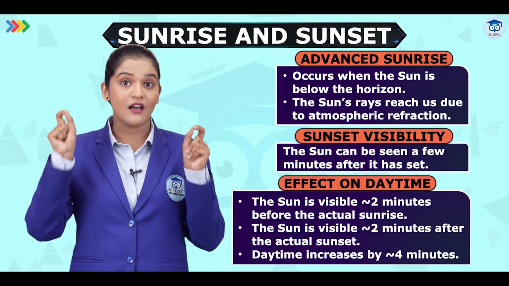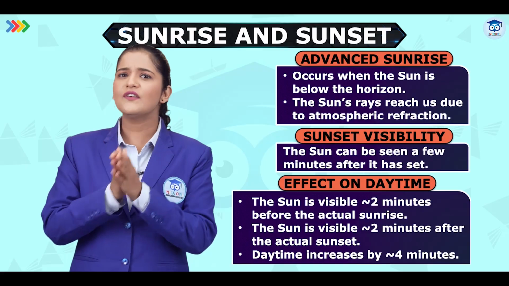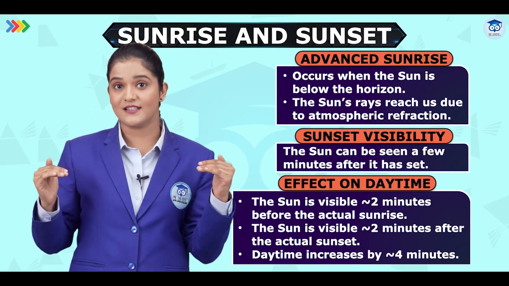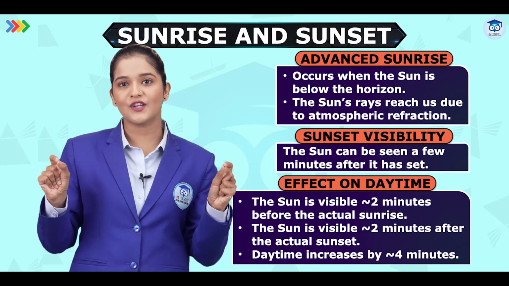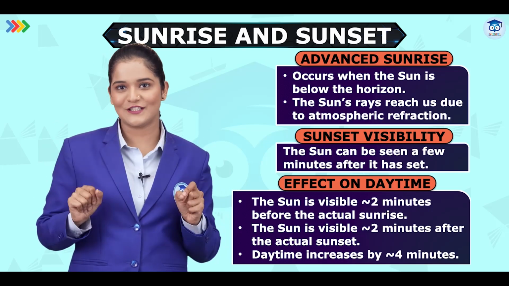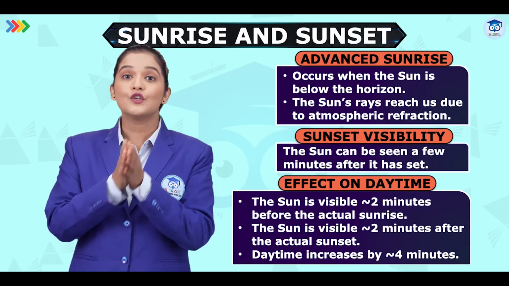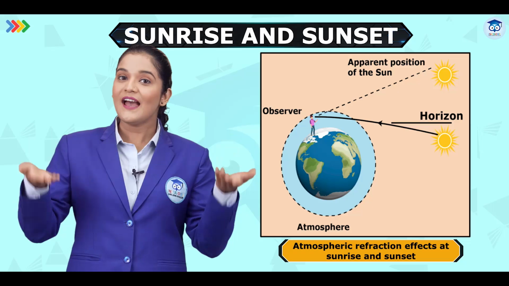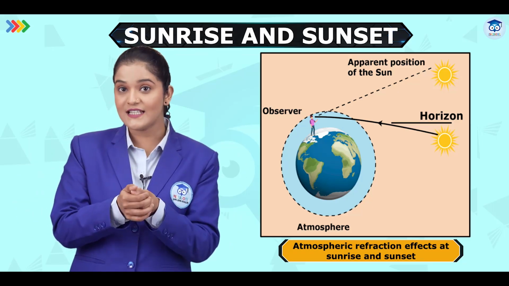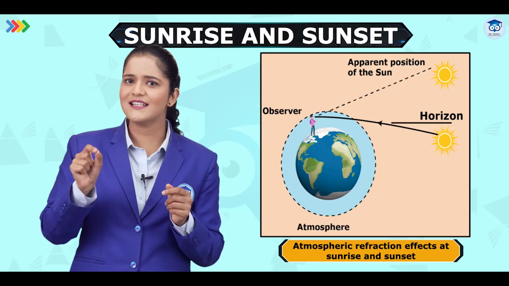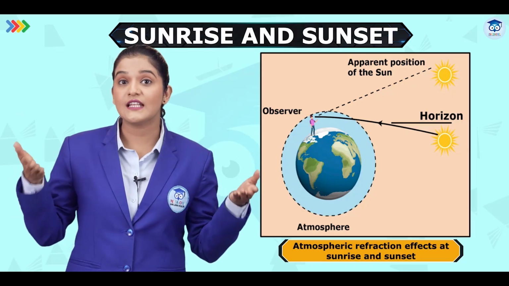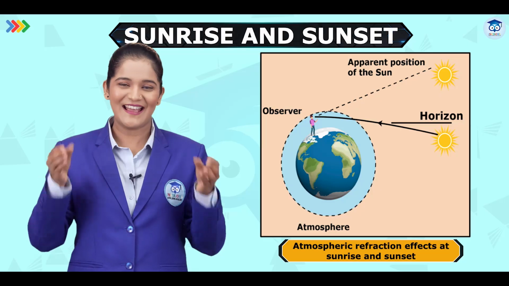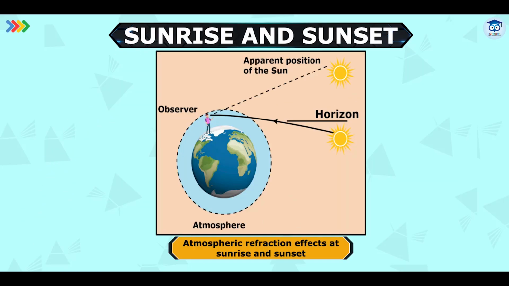A similar effect occurs during sunset. Even after the sun has moved below the horizon, its rays continue to reach us because of atmospheric refraction. This allows the sun to remain visible for a short time after it has physically set. As a result of this bending of sunlight at both sunrise and sunset, the apparent position of the sun differs from its real position, as shown in the diagram. The observer sees the sun above the horizon when in reality it is below it.